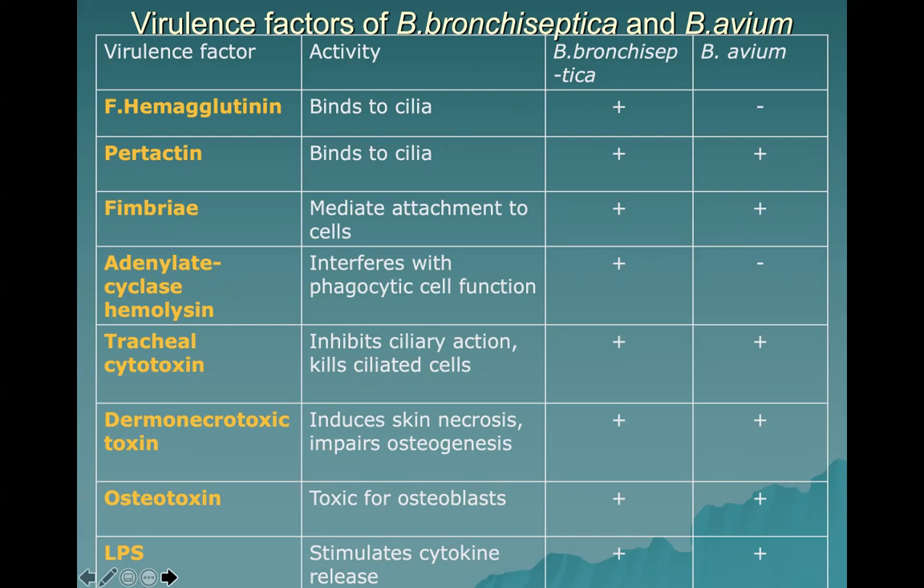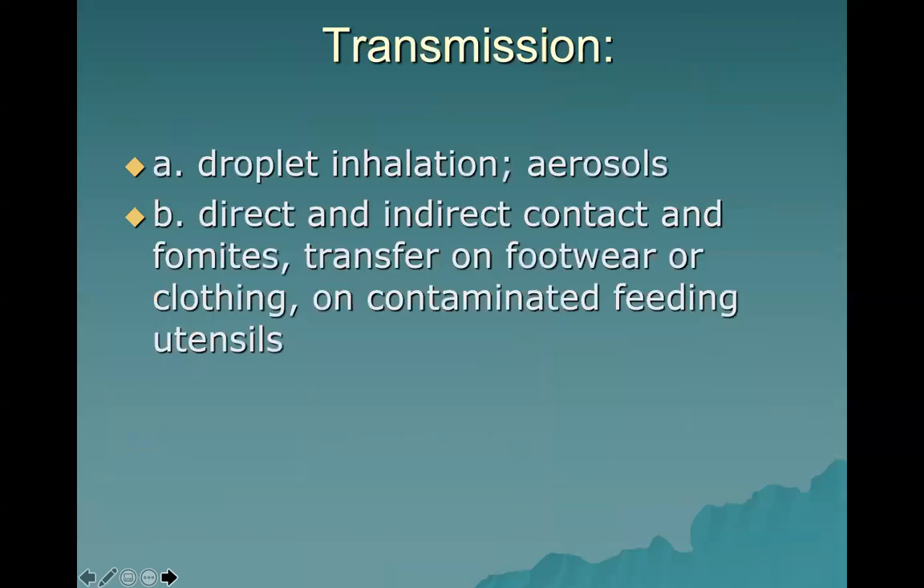That's why this one is responsible for the atrophy of the turbinate bones in pigs, and it is produced by both organisms, avium and bronchoseptica. Same with osteotoxin, which is toxic for osteoblasts, produced by the two organisms, and the LPS, which is known to stimulate cytokine release responsible for the inflammatory reaction.